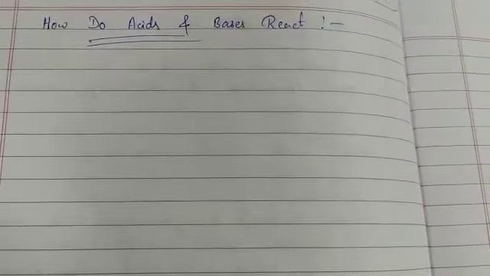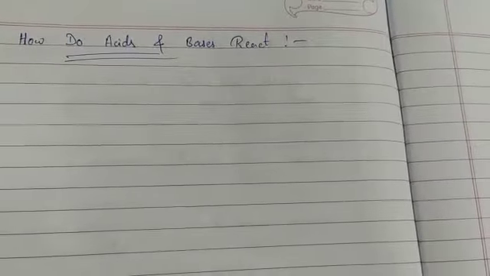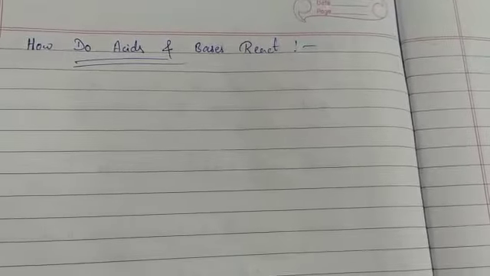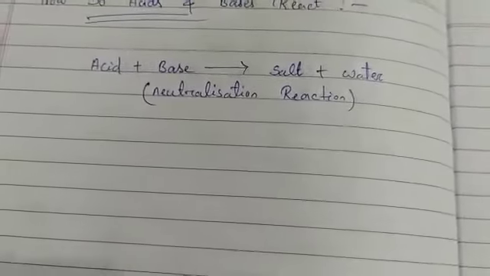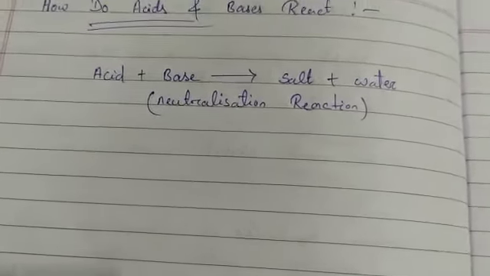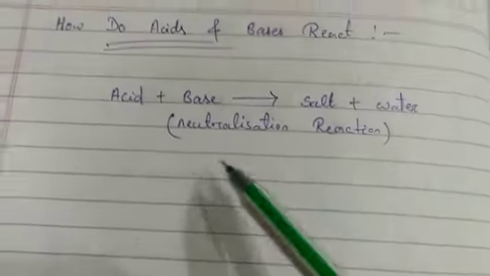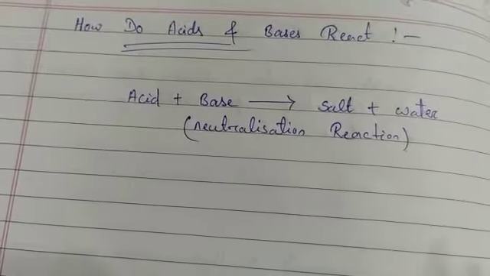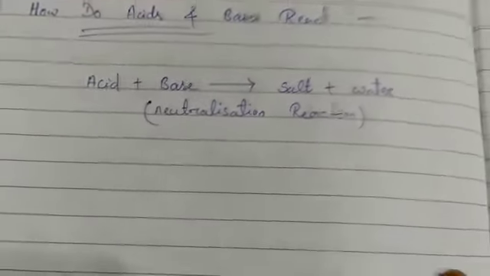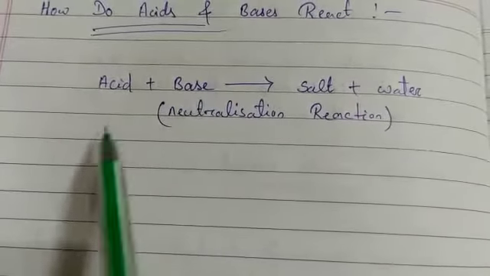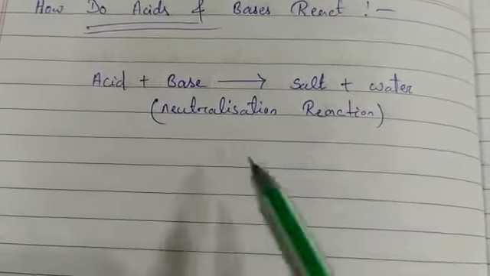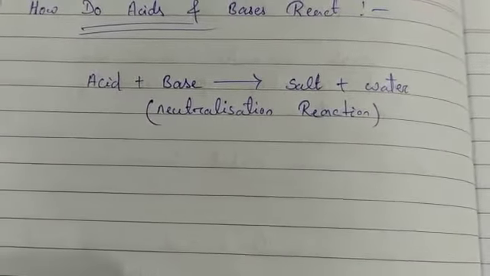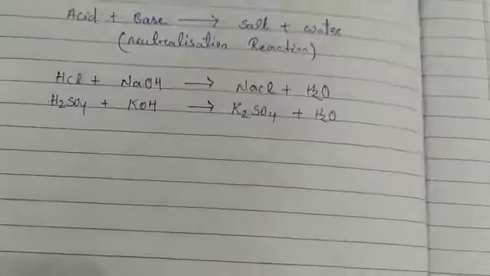When acid reacts with base, we get salt and water, and this type of reaction is called a neutralization reaction, because here acid and base cancel out each other's effect. When acid reacts with base, they cancel out each other's effect, and that is why salt is formed, and it is called a neutralization reaction. For example, we can take hydrochloric acid.